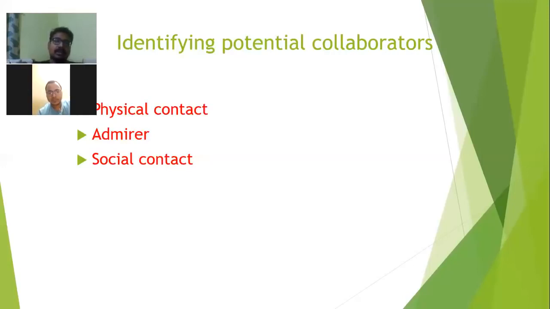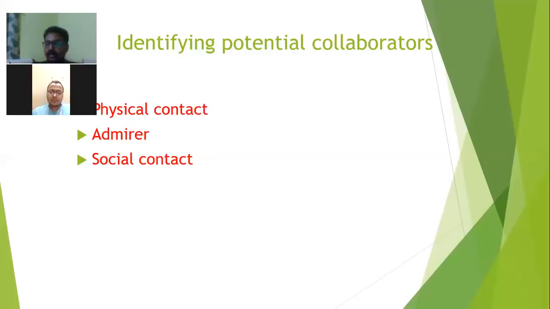Another kind of physical contact can be someone whom you meet at a conference. Suppose you attend a particular conference, you attend his talk, and you find it very good, or something you can use in your research. Or even if you don't listen to his talk, maybe you talk with him during the informal sessions. These are examples of physical contact, where you actually meet researchers in person and can discuss with them.